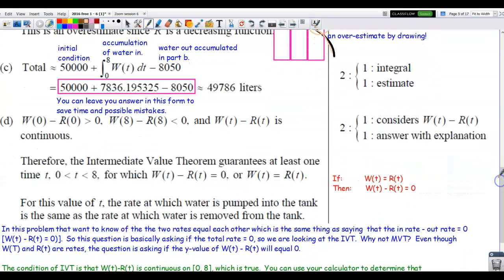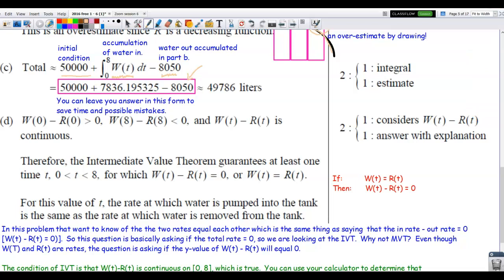So I'm going to begin with the setup of my work. There's the initial condition of the 50,000. This is me accumulating the water that's going into the tank, and then this is me subtracting out the amount of water that I accumulated in part B, which is going out of the tank. And what you see in the box right here is sufficient. I do not have to combine that to get to the 49,786 liters.